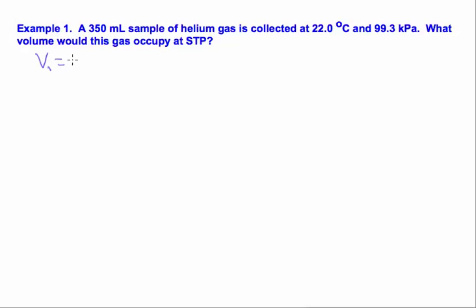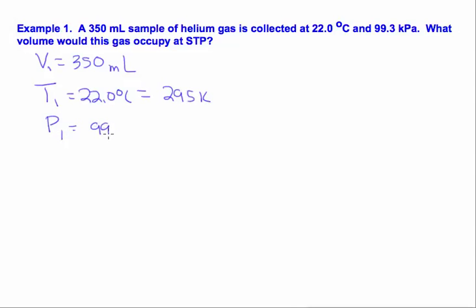Our V1 is 350 milliliters. Our T1 is 22 degrees Celsius, and we know we're going to have to convert that into Kelvin. So when we add our 273, we get 295, and our P1 is 99.3 kPa.